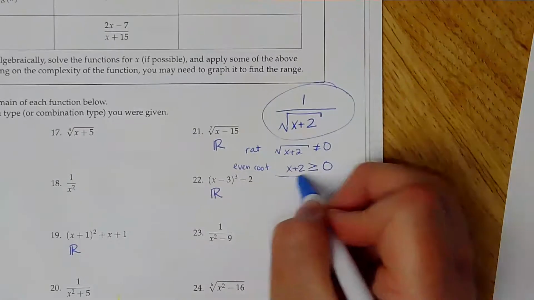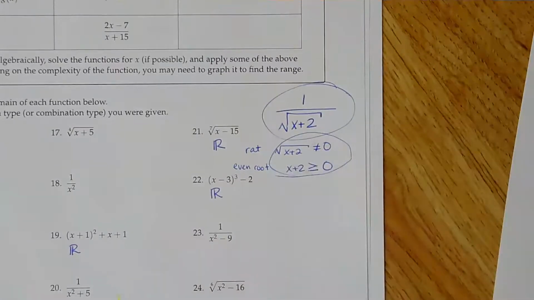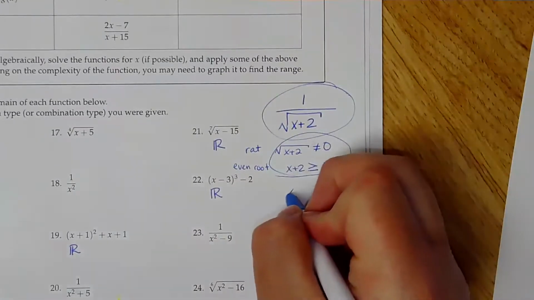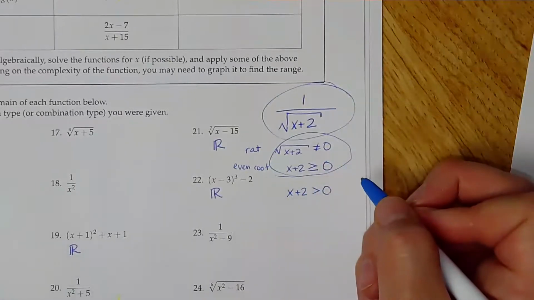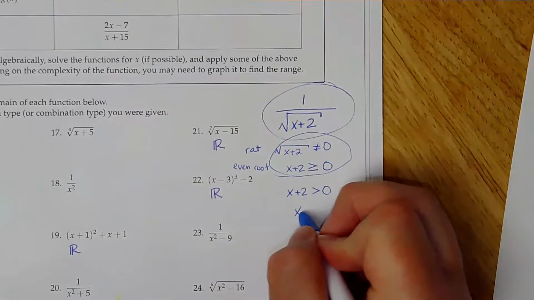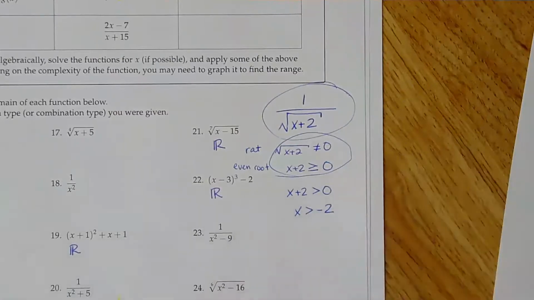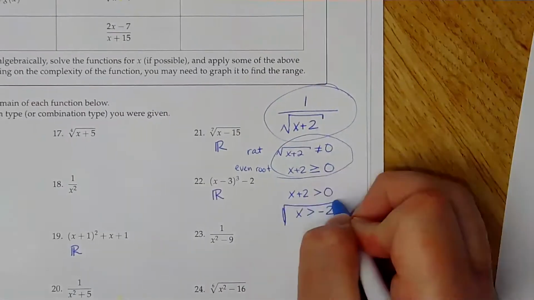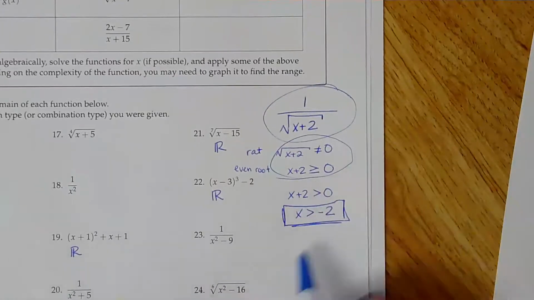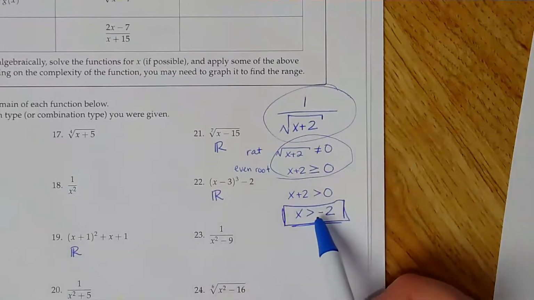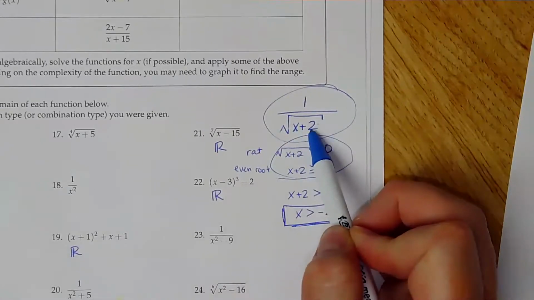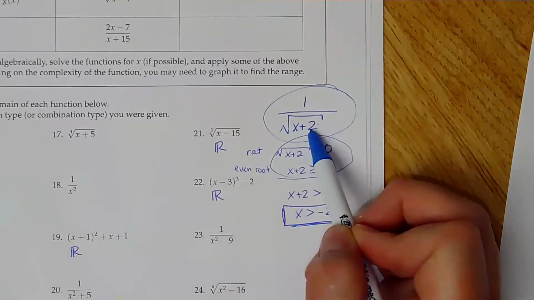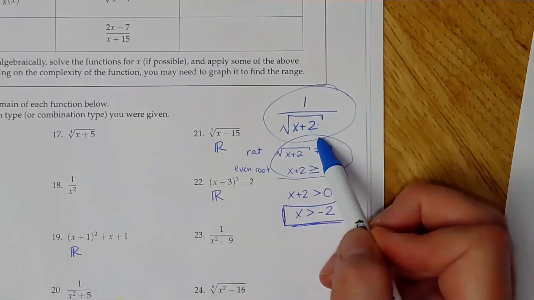So I need to combine these two together. The way to do that is to say x plus 2 has to be greater than 0, which means x has to be greater than negative 2. And that would be your domain. The reason it's strictly greater than is that if we plugged in negative 2, negative 2 plus 2 is 0. The square root of 0 is 0, but 1 divided by 0 is a problem.